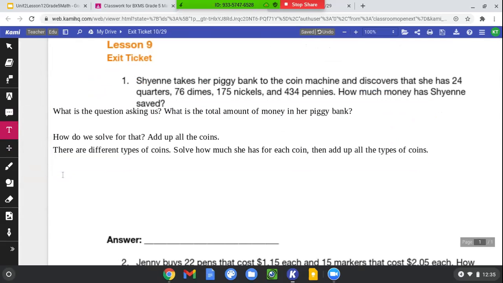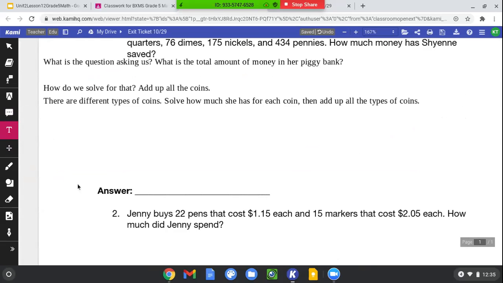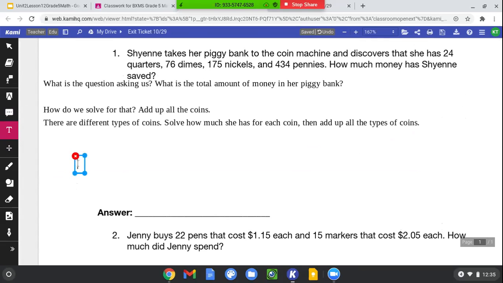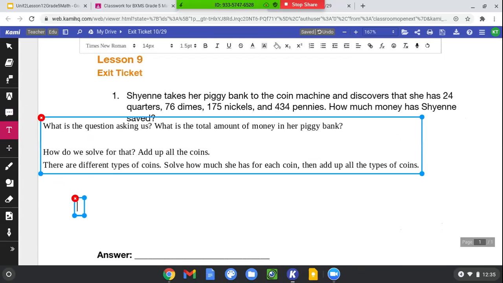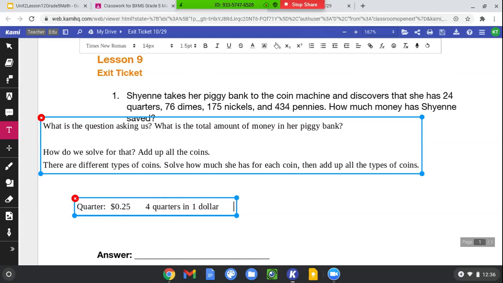So let's figure out how many coins she has. Oh, I don't know why it took me down there. So she has quarters. 1 quarter is 25 cents. 4 quarters in $1. That's the fraction of it.